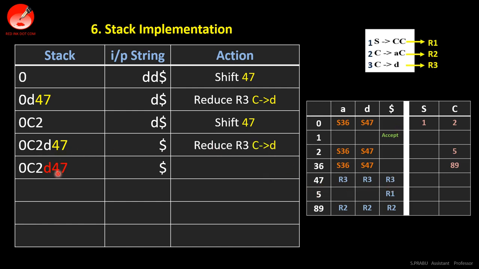Identify two elements and replace them with capital C. Compare 2 and C. 2 and C is 5, so I write 5 here. Compare 5 and dollar. 5 and dollar is reduce 1, write rule number 1. Rule number 1 has two values, so I remove 4 values here. Instead of these 4 elements, I write capital S. 0 and capital S has the value 1, so I write 1. 1 and dollar, 1 and dollar is always accept, so I write accept as the action value.